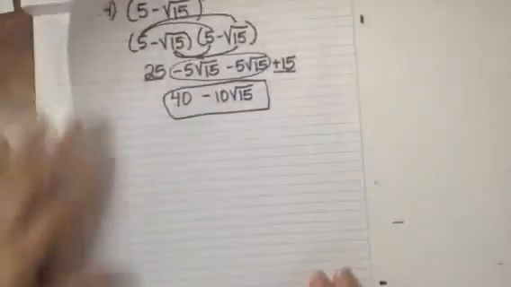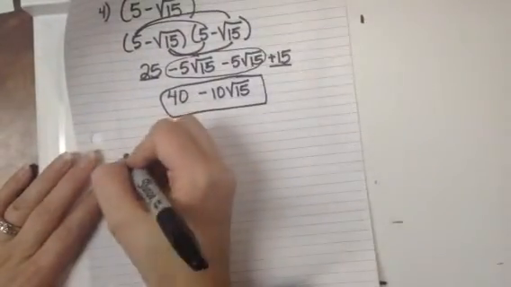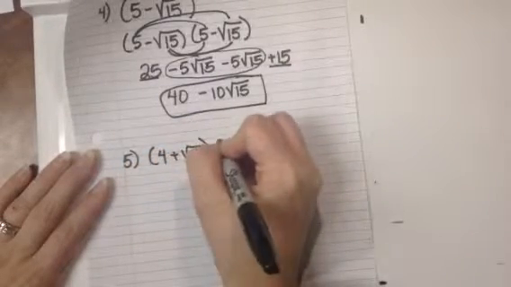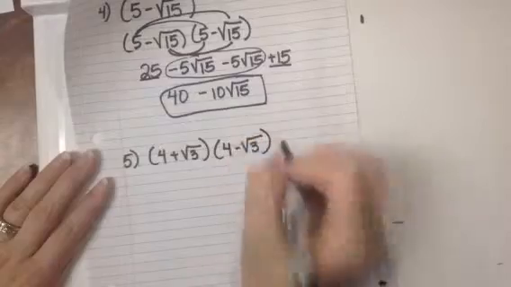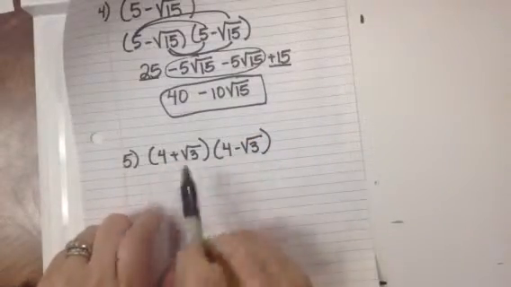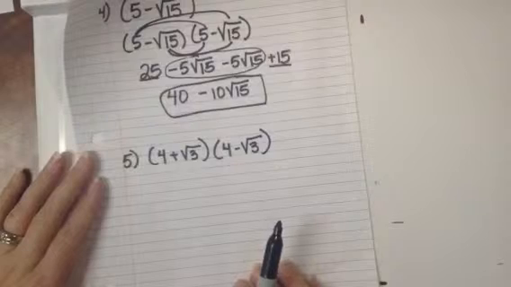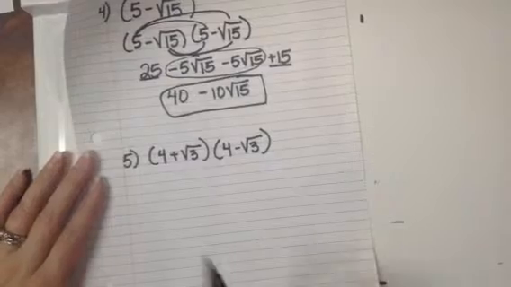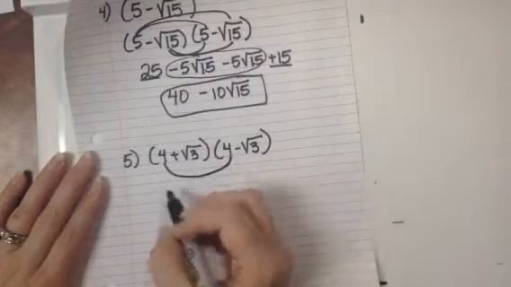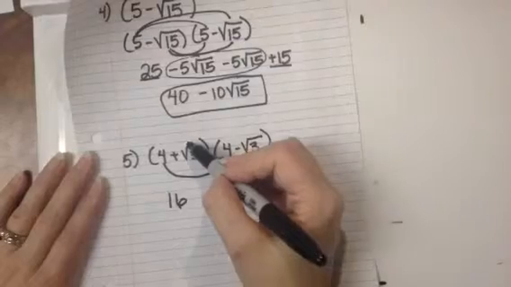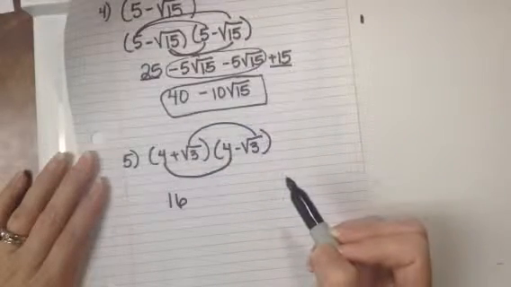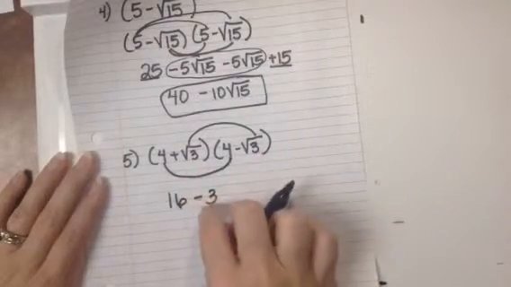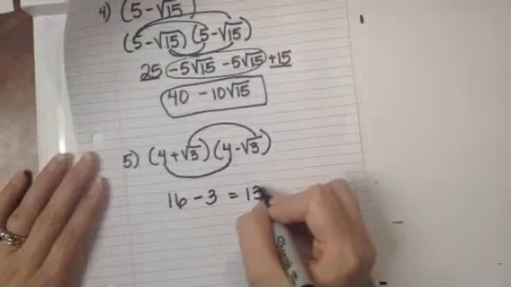Alright, last problem deals with foiling also. And this one's going to be actually a conjugate. How do I know it's a conjugate? It's the exact same binomial except one is addition and one is subtraction. So you can certainly FOIL and you will get the right answer. But you can do the shortcut, which is first and last. 4 times 4 is 16. And then positive square root of 3 times negative square root of 3 is just a subtract 3. Because a radical times itself is just the number. And that would be 13.